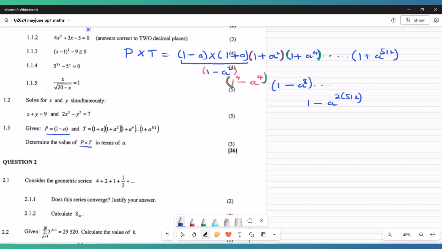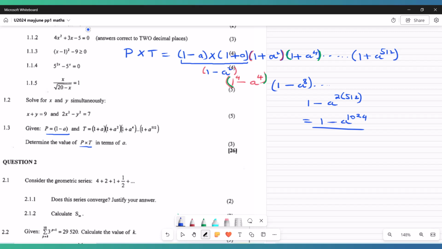Okay, so it's going to give me what here? It's going to be 1 minus a. What is 2 times 512? 2 times 512 gives me 1024. So this is our answer. It is 1024. Hope we are together.